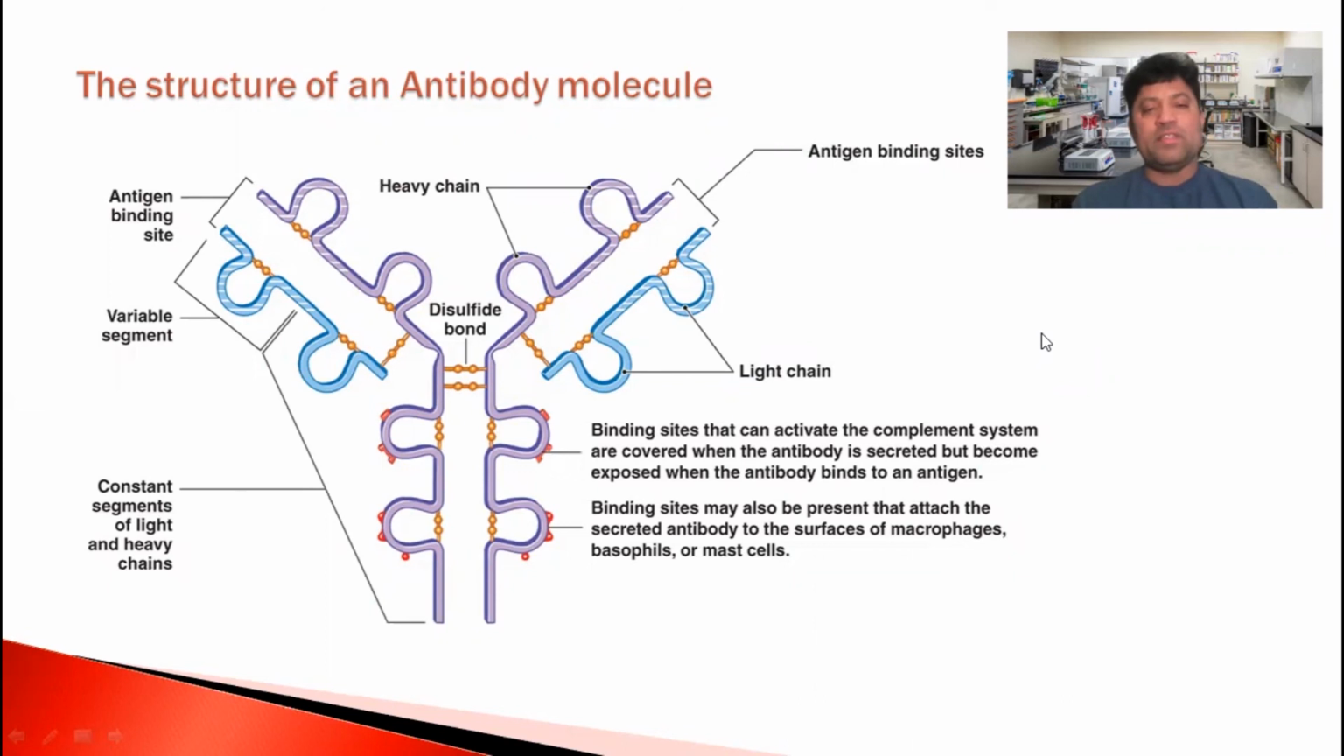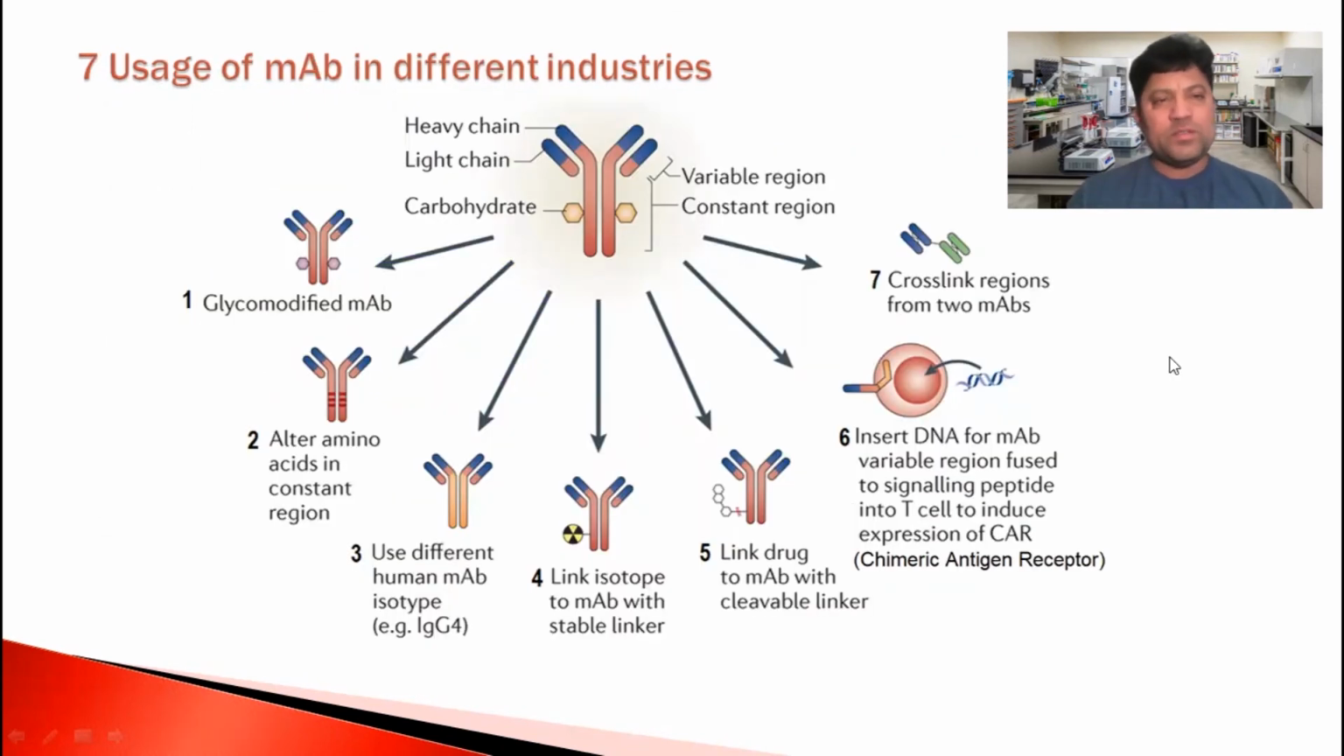The constant segment has a constant molecular structure that does not change. The variable segment actually changes its chemistry and structure all the time because it has to bind with the antigen. Because of this variability in molecular chemistry and structure, it can bind and destroy different kinds of antigens.